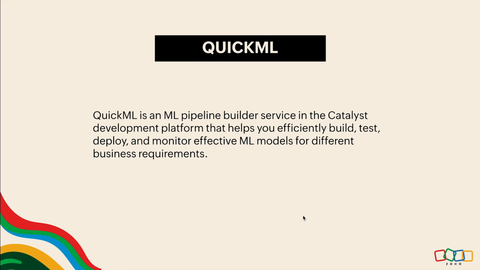So what is QuickML? As we saw, it is a machine learning pipeline builder that is part of the Catalyst platform. This service lets you build custom functionalities. Apart from building, it also provides you with the option to test the pipelines that you build, deploy those pipelines to the respective products, and monitor their performance and keep them updated.